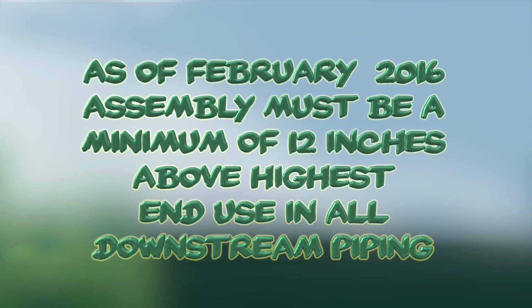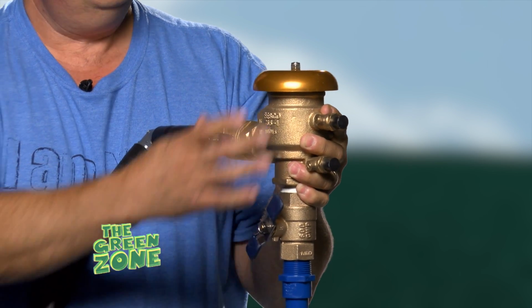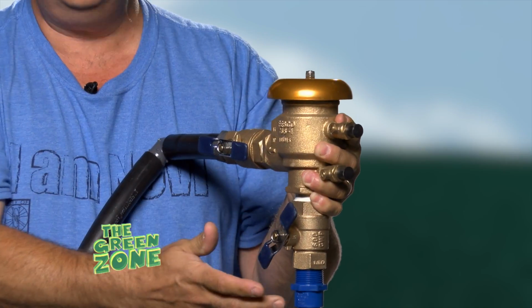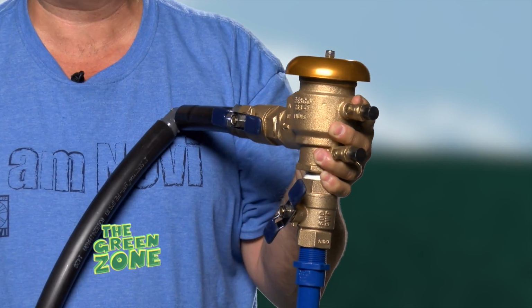With this type of device, the assembly must be a minimum of 12 inches above the highest end use in all downstream piping. And in this case, it's going to be this mister head here. This particular device works in conjunction with a check valve and air. And when a backflow occurs on this particular assembly, water is going to come back through, and instead of going down here into the drinking water supply again, this little gold dome is just going to be flooded. Water is going to pour out of here, so it's exiting the assembly as opposed to going back into your drinking water supply.